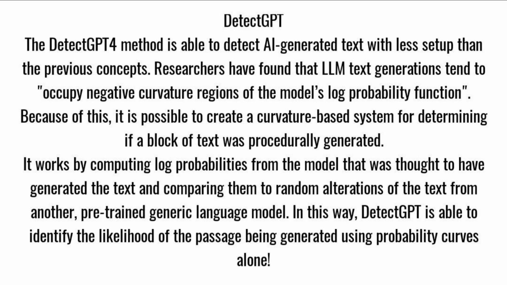DetectGPT. The DetectGPT method is able to detect AI-generated text with less setup than the previous concepts. Researchers have found that LLM text generations tend to occupy negative curvature regions of the model's log probability function. Because of this, it is possible to create a curvature-based system for determining if a block of text was procedurally generated. It works by computing log probabilities from the model that was thought to have generated the text and comparing them to random alterations of the text from another, pre-trained generic language model. In this way, DetectGPT is able to identify the likelihood of the passage being generated using probability curves alone.